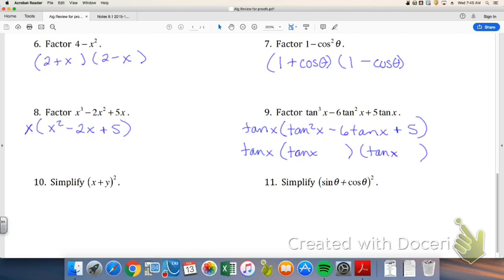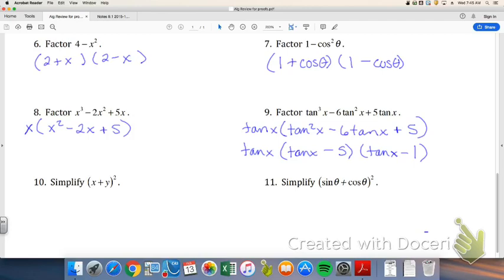What about the 5? 5 and 1. What signs do I need in both? Why do I need negatives in both? To multiply together to get the positive 5, and then add together to get the negative 6. All right, so that completely factors down to tangent of x times tangent of x minus 5 times tangent of x minus 1.